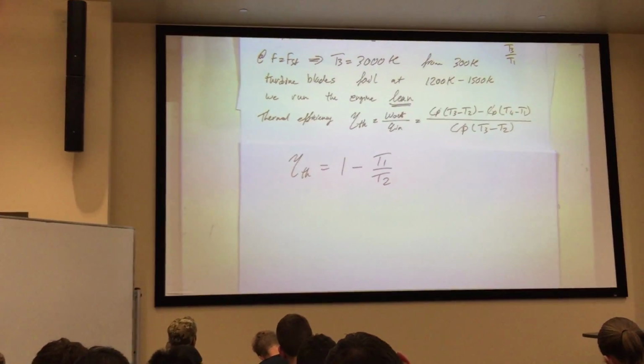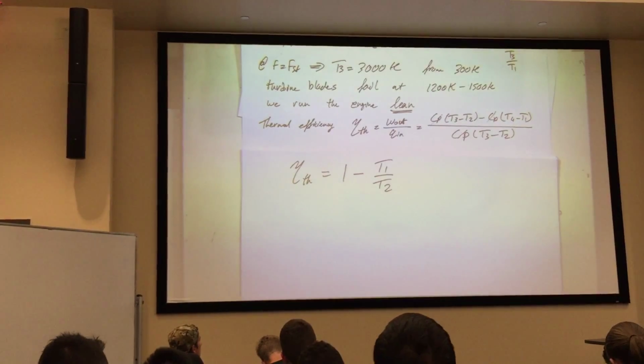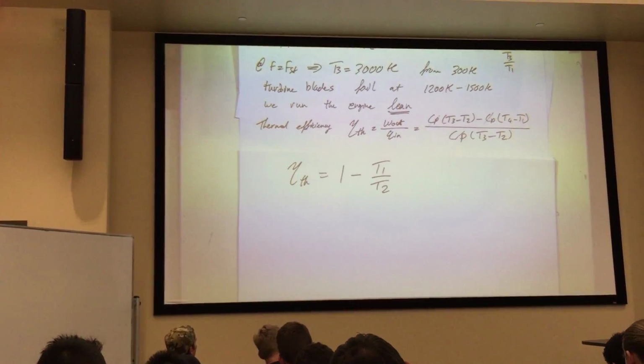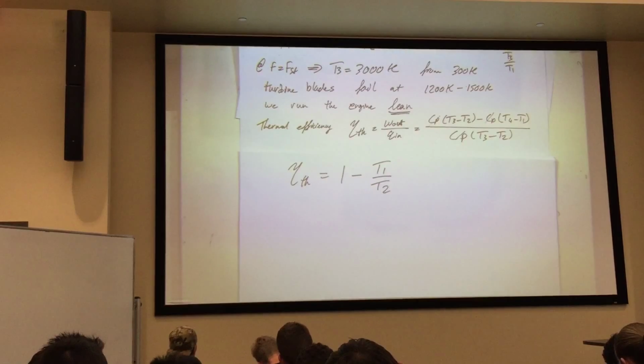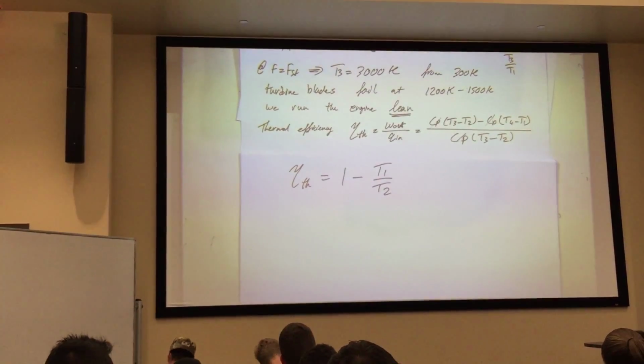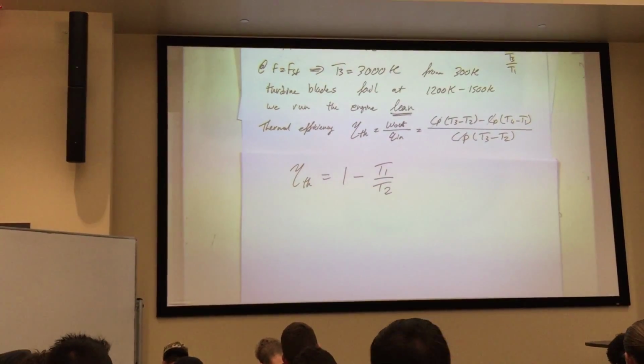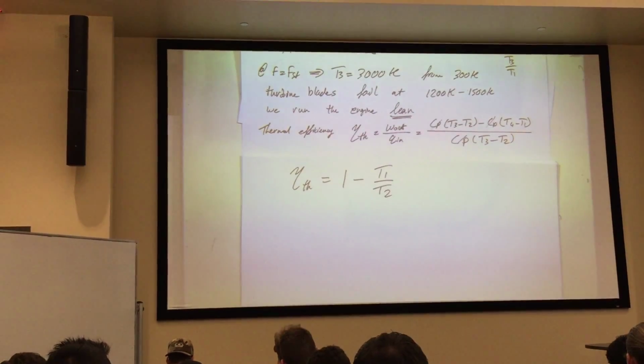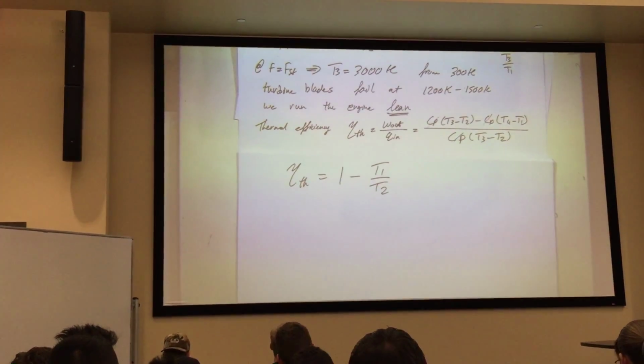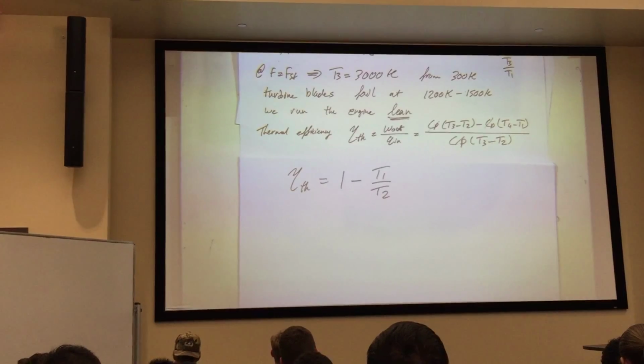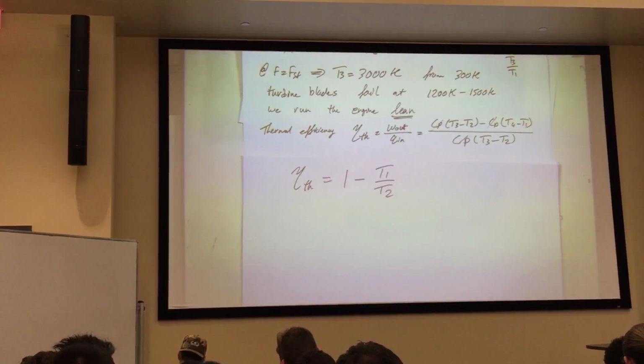Let's see. So the thermal efficiency is highly driven by my ambient condition temperature relative to my exit temperature. If I bring my exit temperature to an almost equal value to 1, then my thermal efficiency is very low.